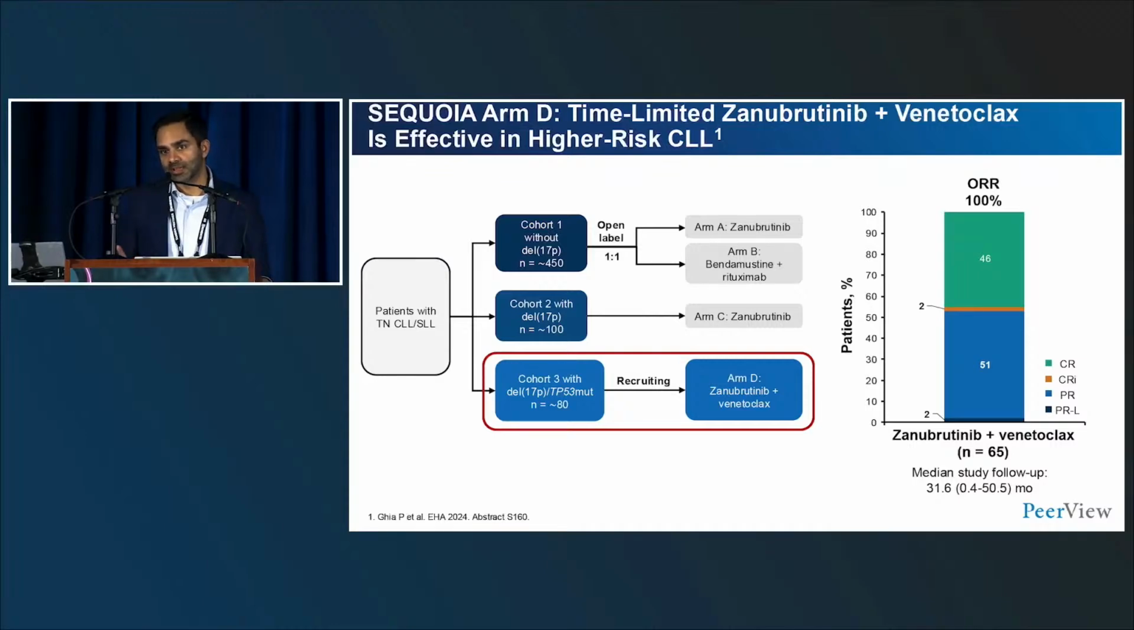Looking at this in a slightly different way, this is the SEQUOIA trial with Arm D highlighted here. This is the combination of zanubrutinib with venetoclax. This was part of the initial SEQUOIA trial design.